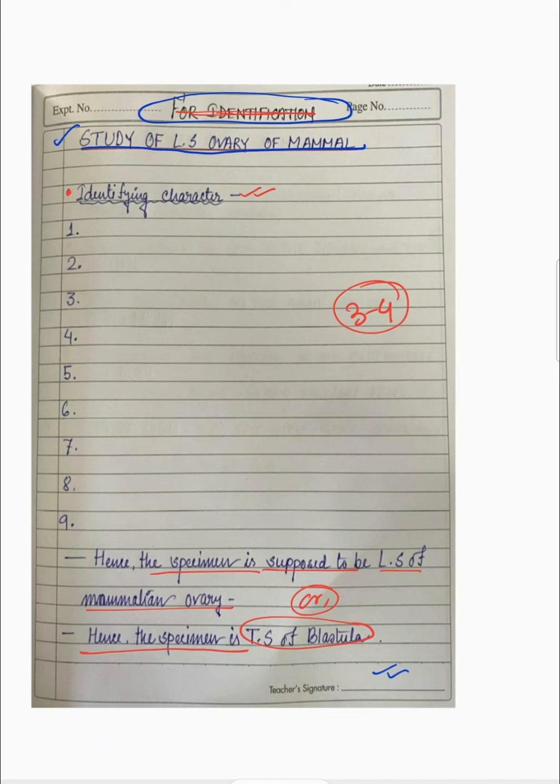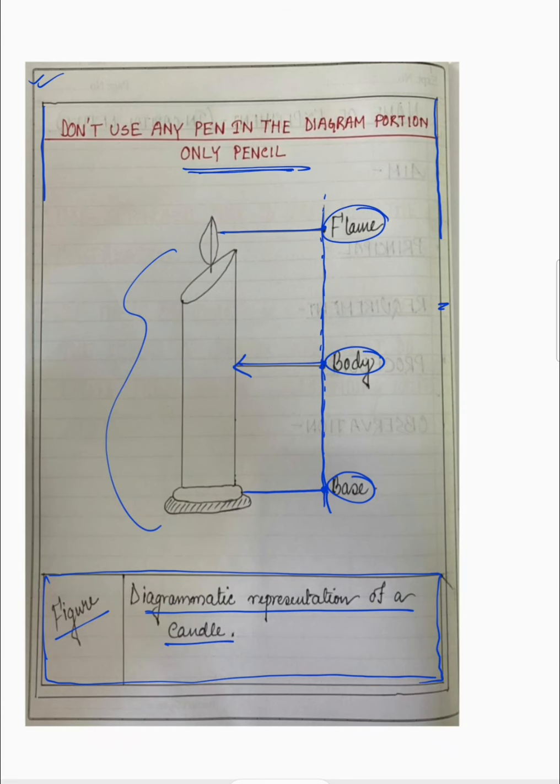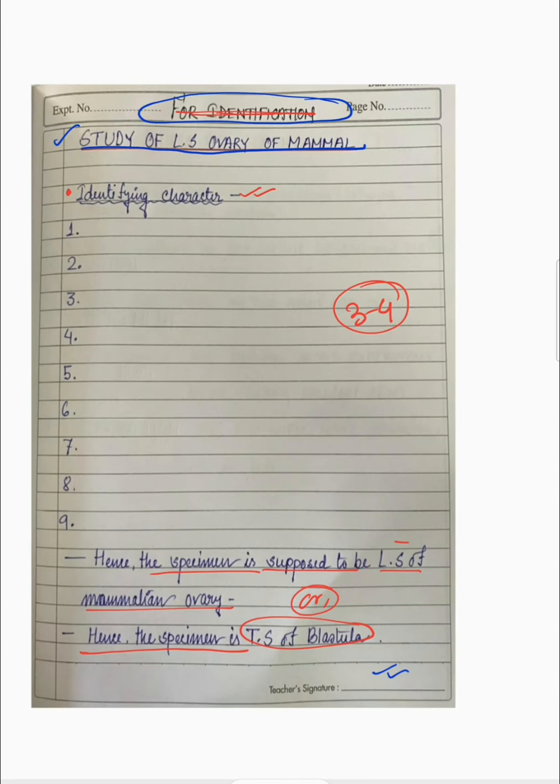While you are writing, this is the page where you are writing, you should draw on the opposite side. If you are writing the characters here, you have to draw on the opposite side. That means when the teacher checks your copy, he or she must see it like that: there is the write-up and there is the drawing. Opening one page or one portion, they can see both of them. I hope it's clear.